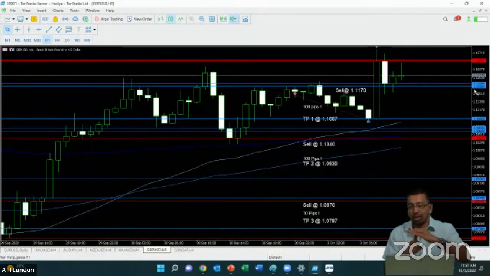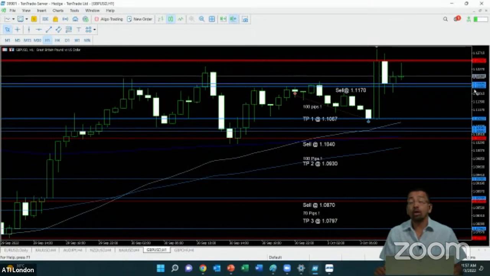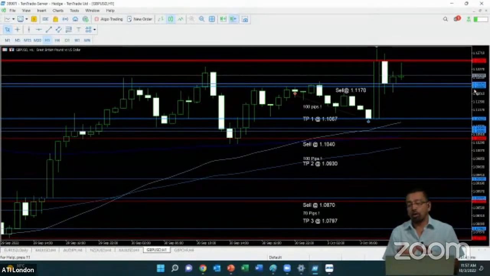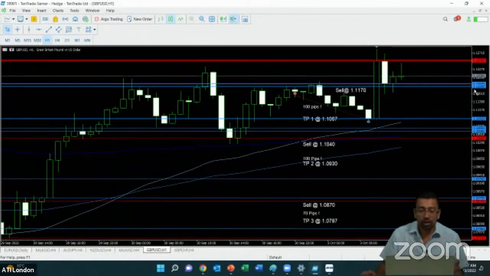Only after it breaks out 1.1250 psychological level and above, with the mother candle, then we can monitor and look at the trend as well. Only then can we plan for further buying of the GBP USD. At this moment of time, we need time to just calm down a little bit and observe the market until it breaks out from either one of these two levels.